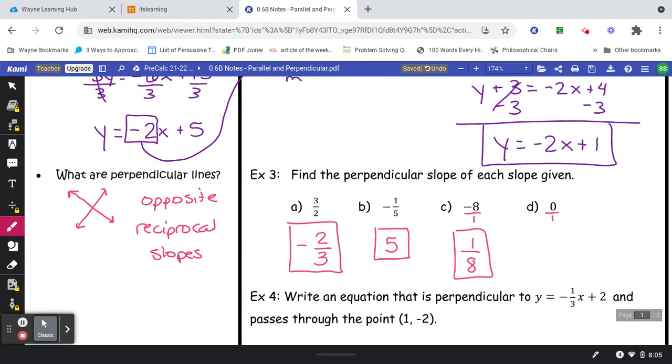When we flip it, we get 1 over 0. And remember, we're not allowed to have a 0 in the denominator. So when that happens, you would say undefined. Remember, your slope of 0 looks like this. And then your undefined slope is up and down. So those are, in fact, perpendicular to each other, 0 and undefined.